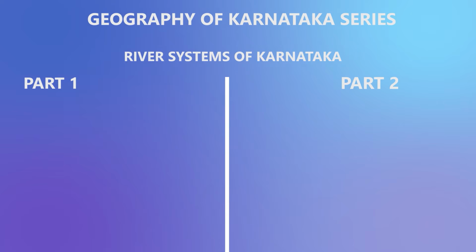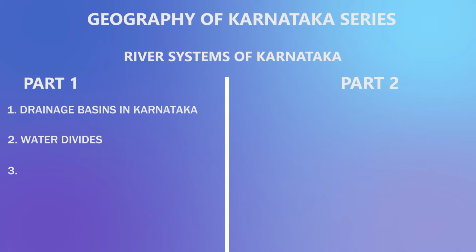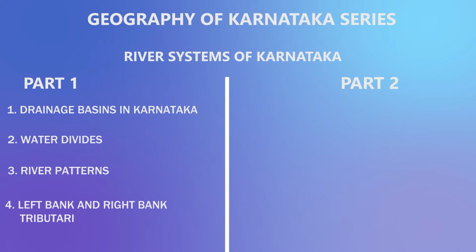So what are we going to study in this episode is: 1, you'll study all the important drainage basins of Karnataka; 2, important water divides; 3, important river patterns that exist in Karnataka; 4, you'll study the left bank and right bank tributaries of all the rivers that pass through Karnataka. Alright. In the next episode, that is part 2, you will study further details of all these rivers.